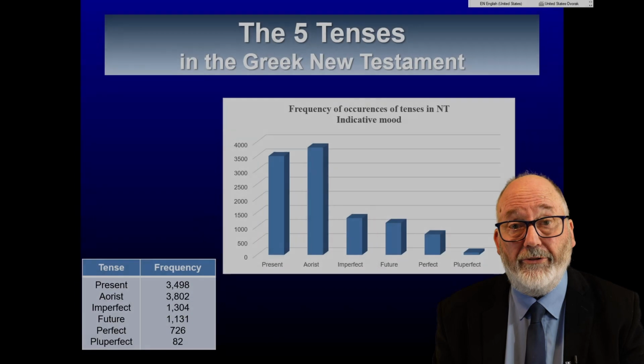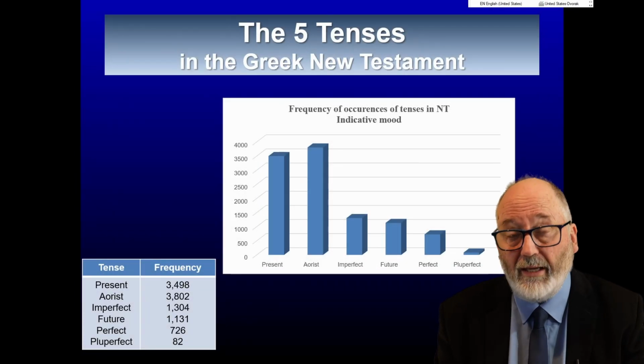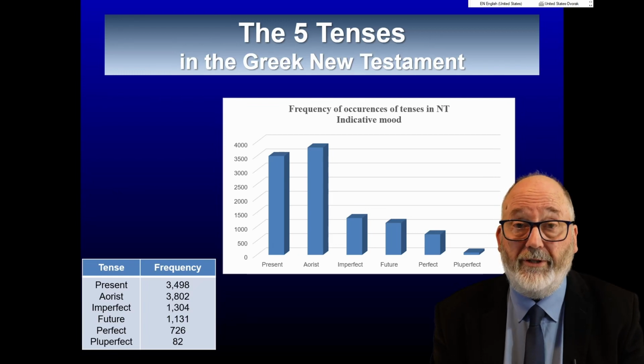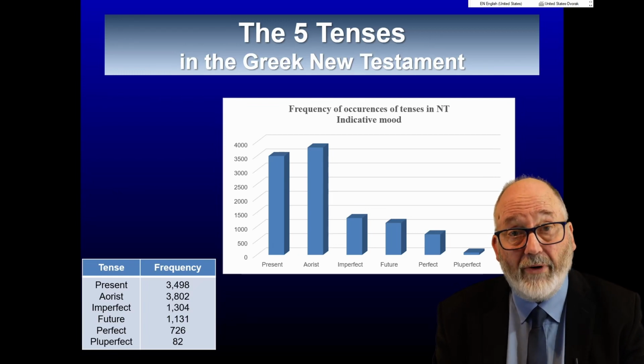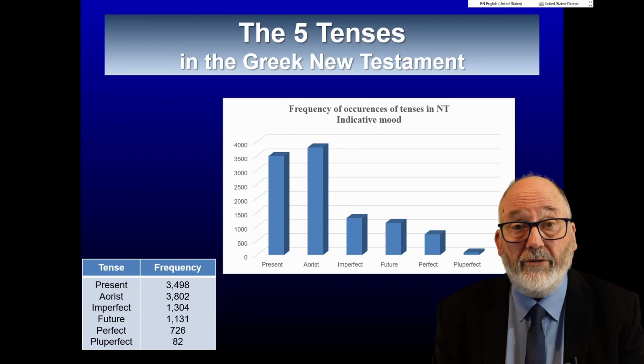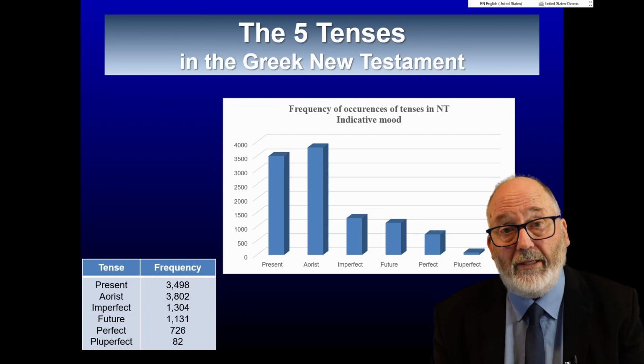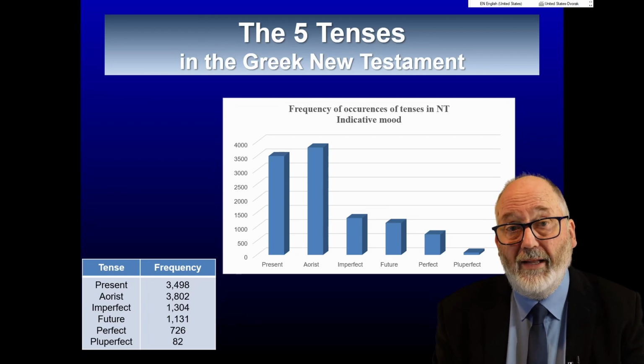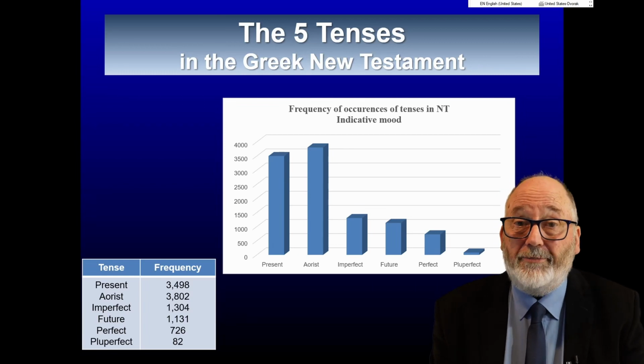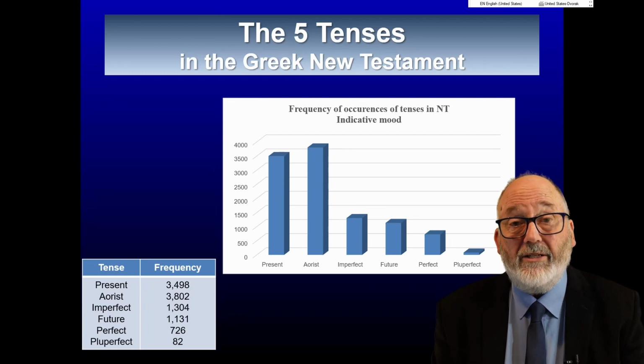Now, you probably know this already, but there are 6 tenses in the Greek New Testament: the present, the aorist, the imperfect, the future, the perfect, and the pluperfect. As you can see from this graph, which shows the number of times each one of these is found in the Greek New Testament, the present and aorist tenses are used much more frequently than the other tenses. So, once we've started with the present indicative active, it makes sense to move on to the aorist indicative active.